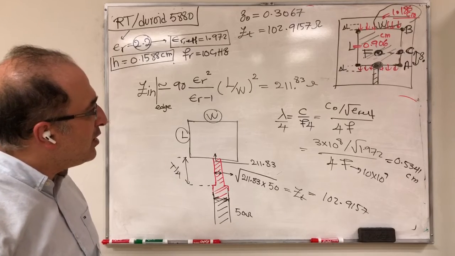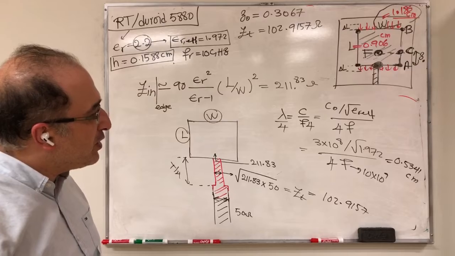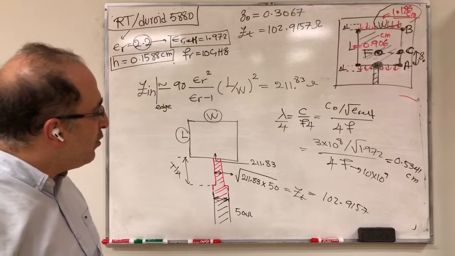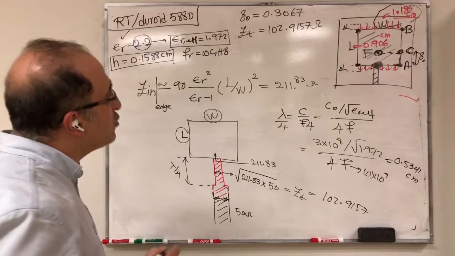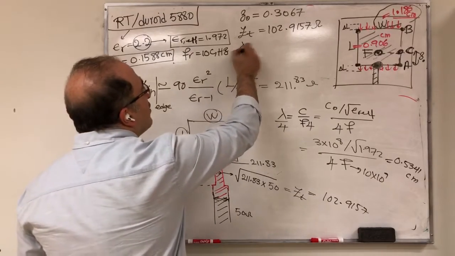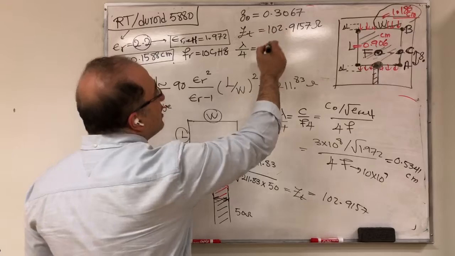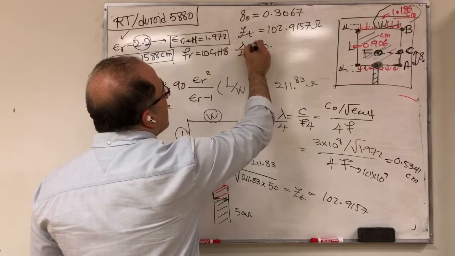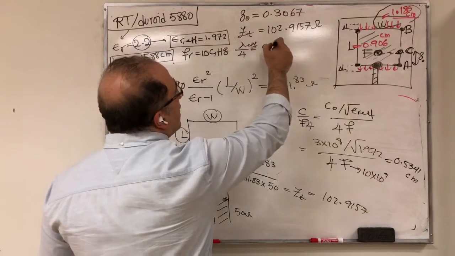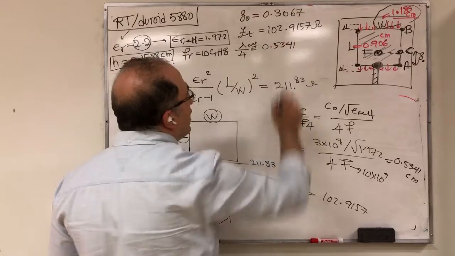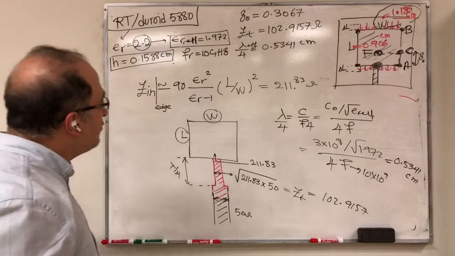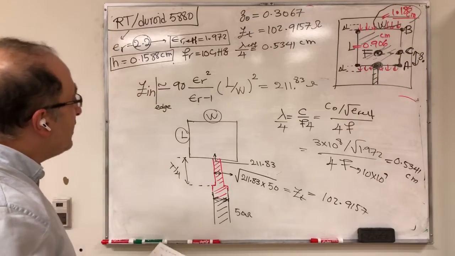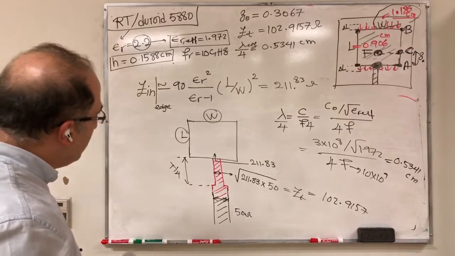So that would be our quarter wavelength. We're looking at almost 5 millimeters, and that's our length. So I can also write lambda effective divided by 4, which is 0.5341 centimeter. So that's another parameter that we need for our final design. Now that's done, so let's see what we have.